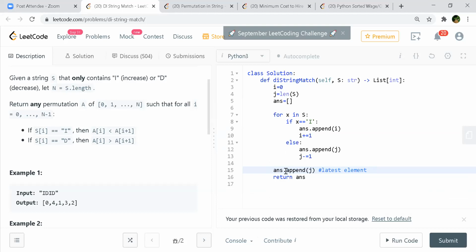But I'll be taking care of that here itself, right? Till the end of the string, because I've started with I, that's why I'm using J. If I start with J, then I'll have to end with I. So we can try that test case.